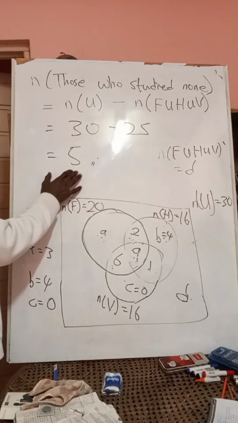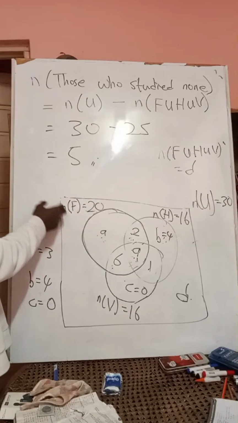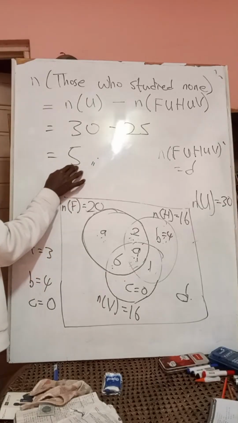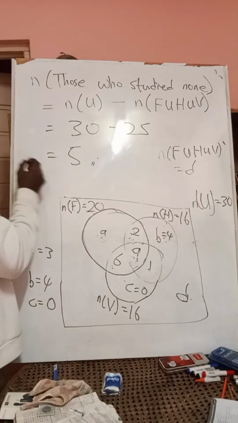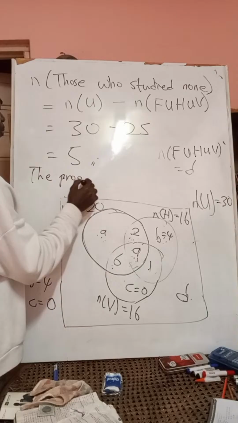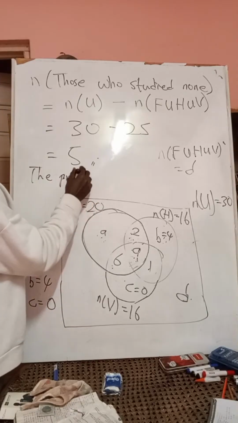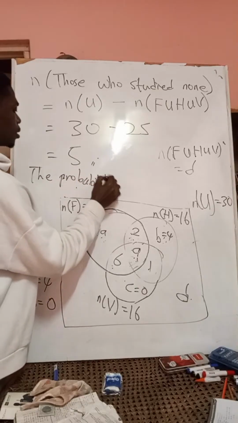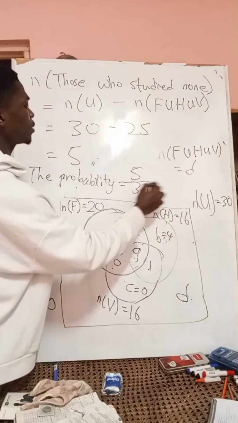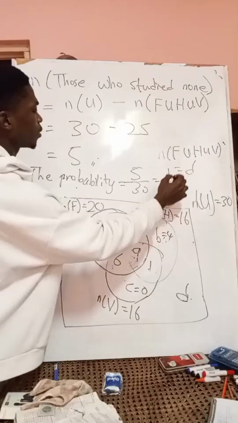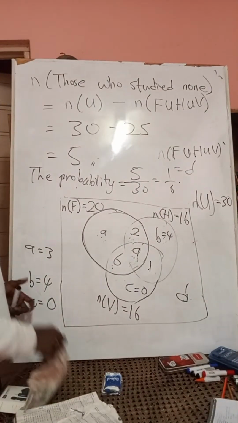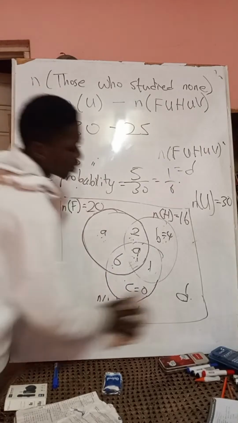Okay, so after getting this 5, we are finding the probability of those who studied none of them, right? So after getting this one, it will be this one out of the what? The total. So the probability is going to be 5 out of 30, which is the same as 1 out of 6. That's it. That's the answer. Is that all? That's all the question.